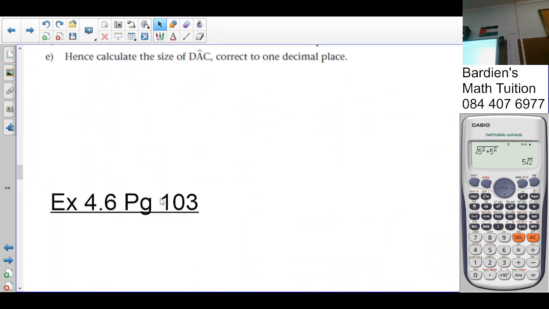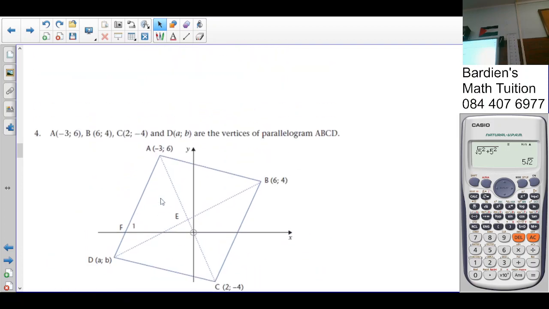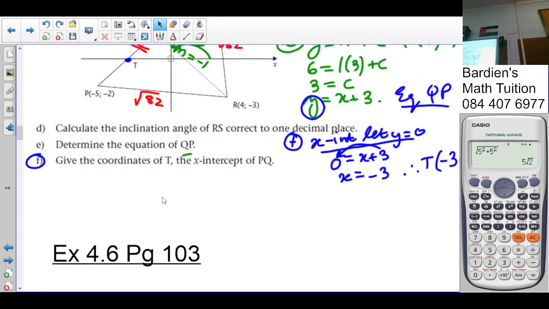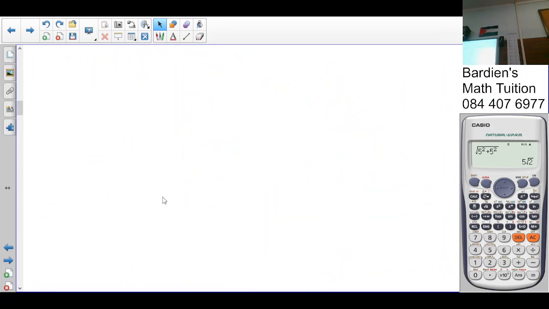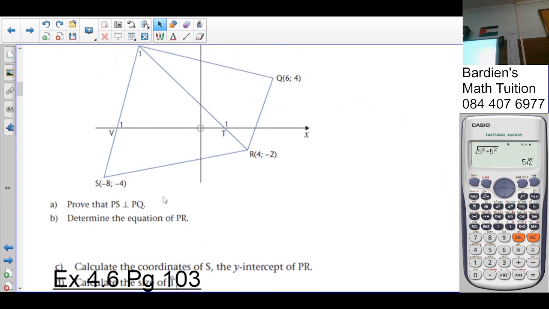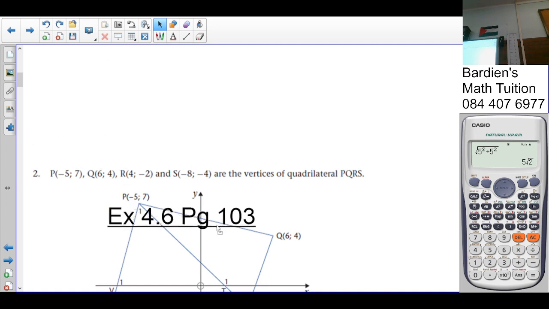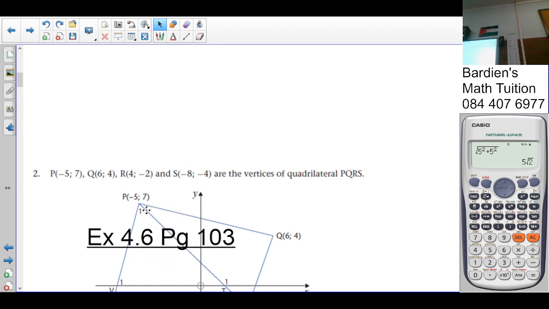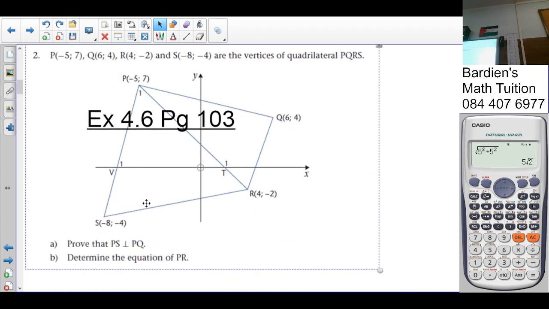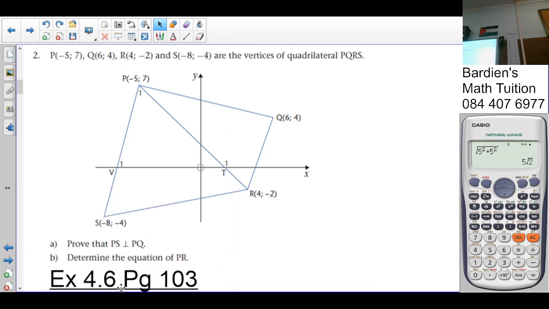So for homework, I would like you guys to do the even numbers of exercise 4.6, and we start with number 2. I don't think there will be time left to do this, but I will pause the video, maybe there is time left. I'll give you a couple of minutes to sort out number 2.